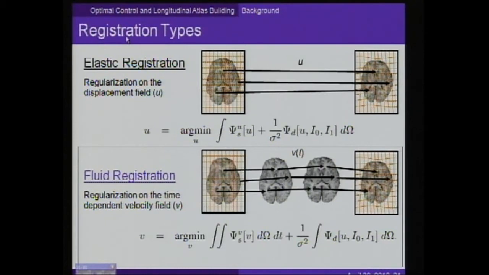In fluid registration, the problem is slightly different. Instead of estimating the displacement all at once, you estimate a velocity field that changes over time. So a flow that, if you flow according to this velocity field at unit time, let's say, flows the source image into the target image. So what I'm going to talk about is the fluid registration problem because it fits nicely into this optimal control point of view.